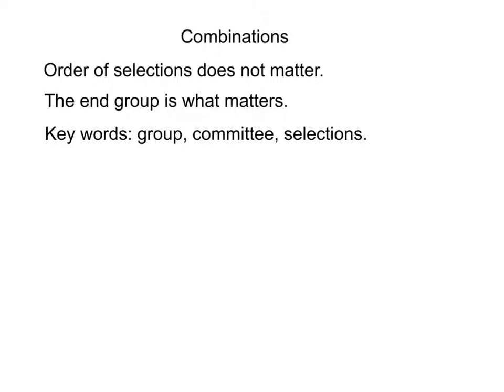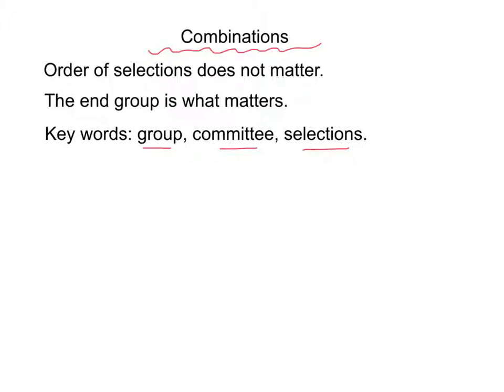Okay, tonight's little video is on combinations. The difference between a combination and a permutation is that in a combination, order of selection does not matter. It's only the end result or the end group that you're looking at. Some keywords to look for are groups, committees, selections, how many different ways can you choose 5 people to be on a committee, things like that.